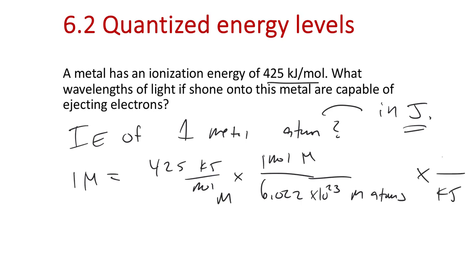So a kJ is 1,000 joules. So if it takes 425 kilojoules per mole to break the bonds of the metal, just think of how much energy it takes to break one metal's attraction to its electron. So the ionization energy for one metal atom would be 425 divided by Avogadro's number, and then times 1,000. I get 7.06. Let me carry an extra digit: 7.057 times 10 to the minus 19 joules. It's a really small number, of course.